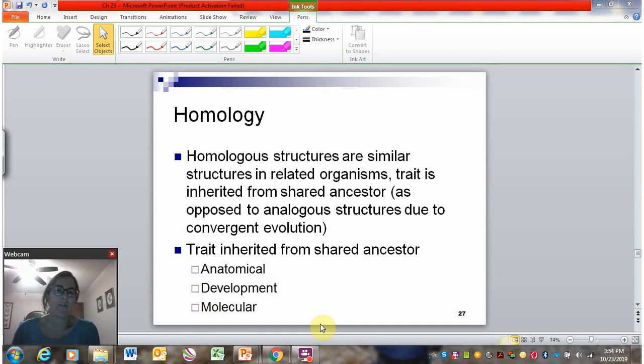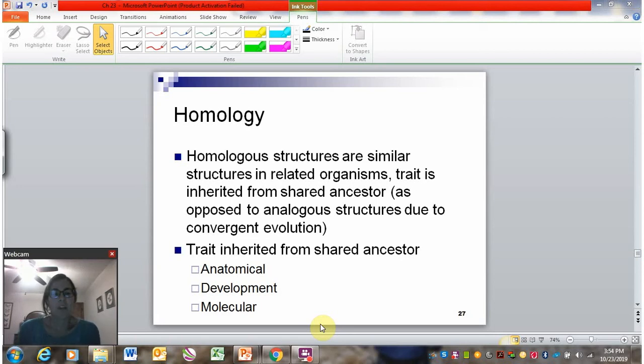The root of the word homology means same or similar. And so homologous structures are structures that are similar in related organisms because they inherited that trait or structure from a shared ancestor. This is the opposite of analogous structures. Analogous structures occur due to a similar selective pressure rather than due to shared ancestors passing on the trait.